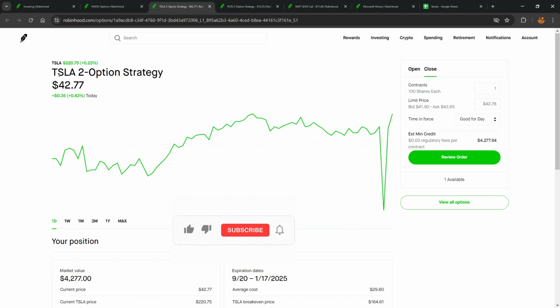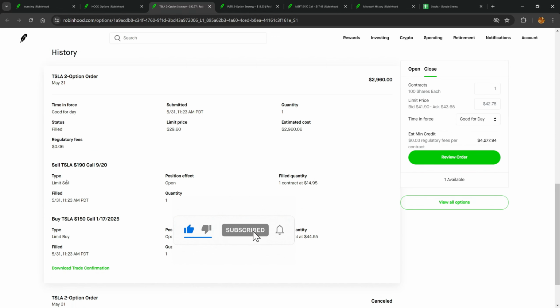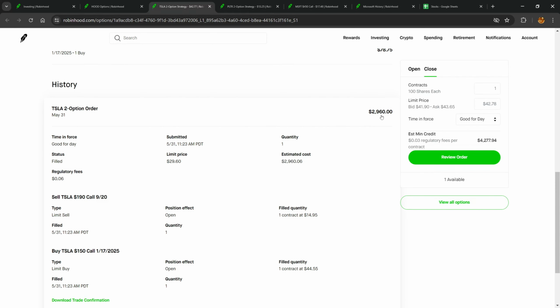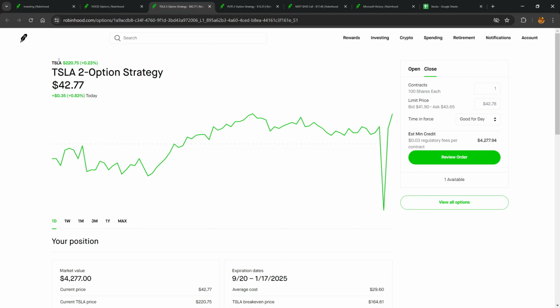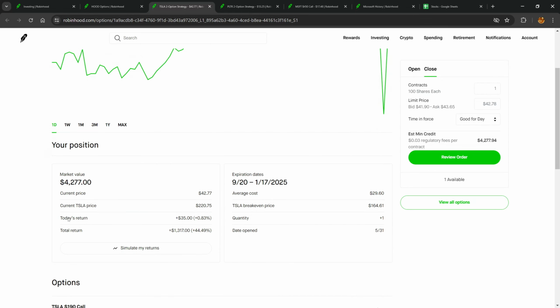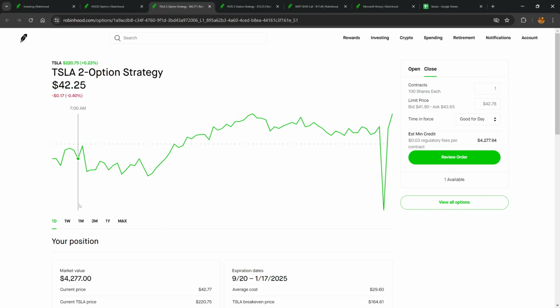Similar example you can see here on Tesla. I have one contract. I have opened it on May 31st. I buy for 150. I'm selling for 190. It cost me $29.60. Right now, since the share has gone up to 220, it is in the money. And you can see the value went up to 42.77, meaning I can close right now and collect 44% profit, which is $1,317. Really great. However, I am going to wait all the way to September 20, since I'm in a great position right now for waiting.